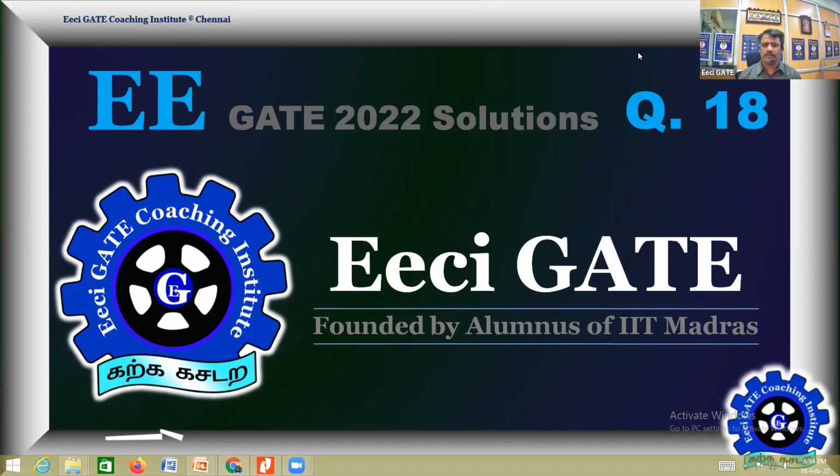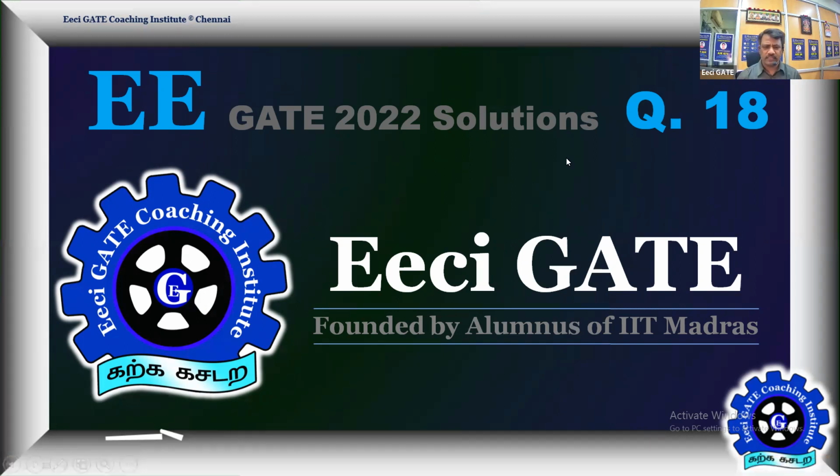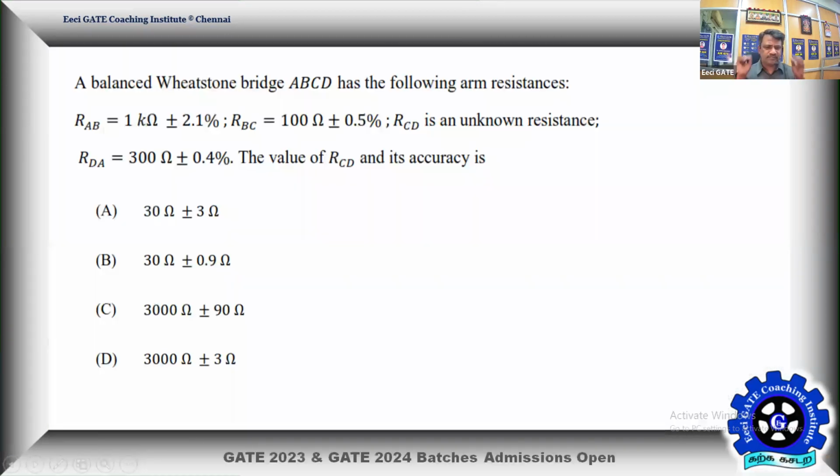Next problem number 18, based on a Wheatstone bridge. Very simple problem, playing with the uncertainty analysis, or statistical error analysis. You need to find out in which domain it is falling into. Accordingly, you need to find the tolerance of the unknown resistance we evaluate in a Wheatstone bridge.